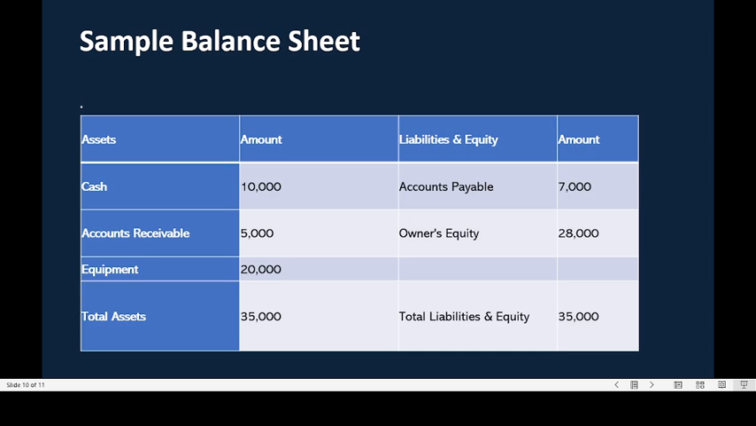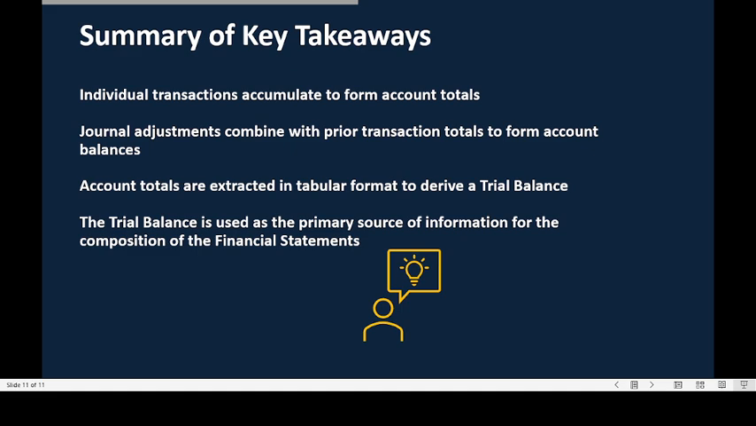The key takeaways from this lecture are: individual transactions accumulate to form account totals. Journal adjustments combine with prior transaction totals to form account balances. Account totals are extracted in tabular format to derive a trial balance. The trial balance is used as the primary source of information for the composition of the financial statements.